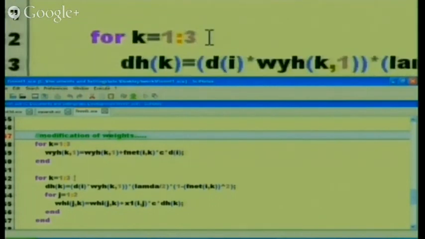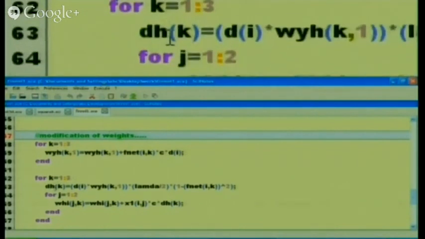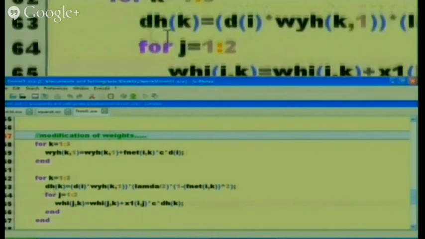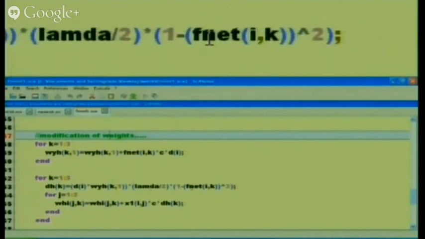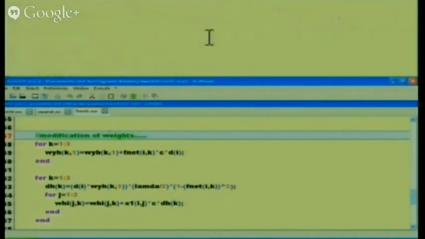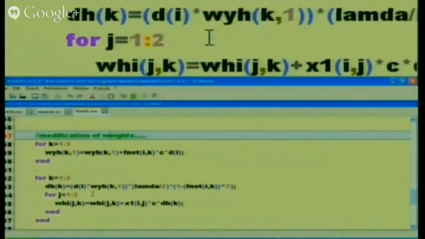Now next, we are back propagating this delta to the hidden layer neurons. So for k equal to 1:3, DHK is equal to DI, which is the output delta, into WYH k comma 1, because every delta has to be multiplied with the weight, into lambda by 2 into 1 minus F of net squared, right? So we are just back propagating, because this is the derivative of the output and it is to be back propagated for the hidden layers, right?